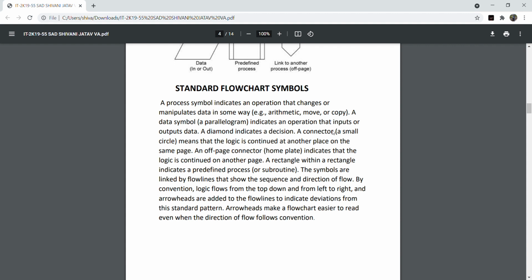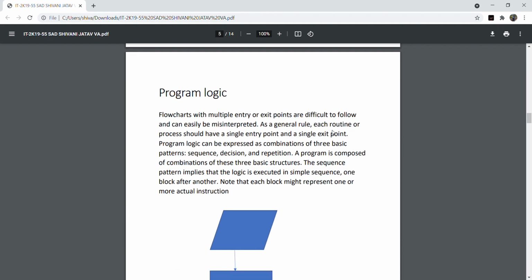The symbols are linked by flow lines that show the sequence and direction of flow. By convention, logic flows from the top down and from left to right, and arrowheads are added to the flow lines to indicate deviations from this standard pattern. Arrowheads make a flowchart easier to read even when the direction of flow follows convention.